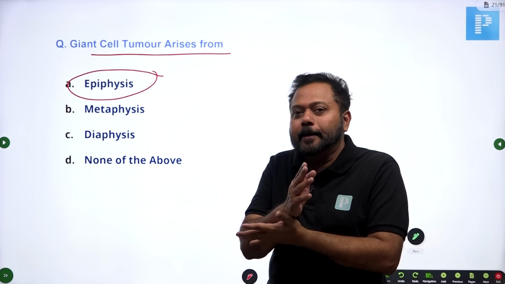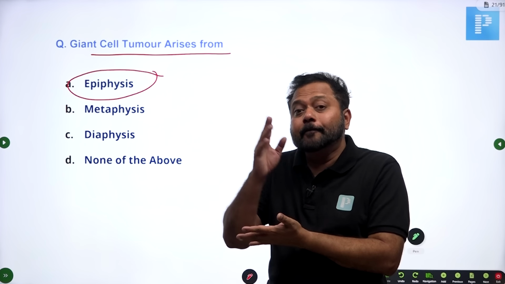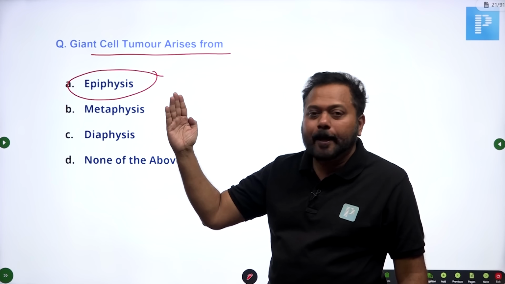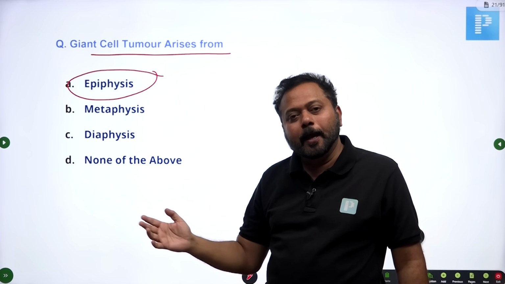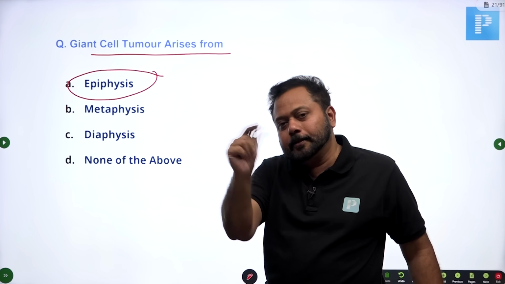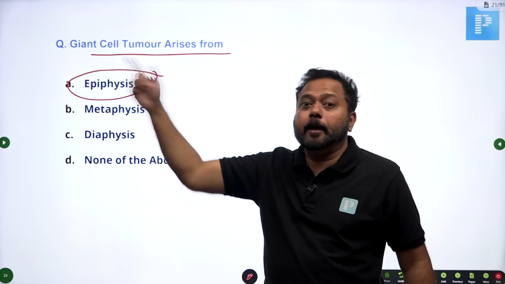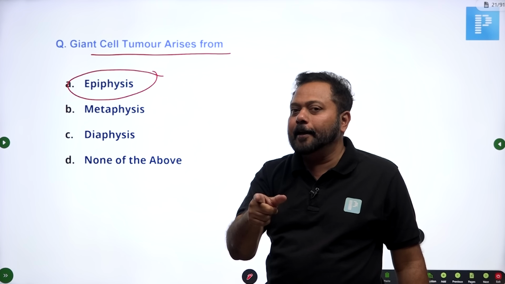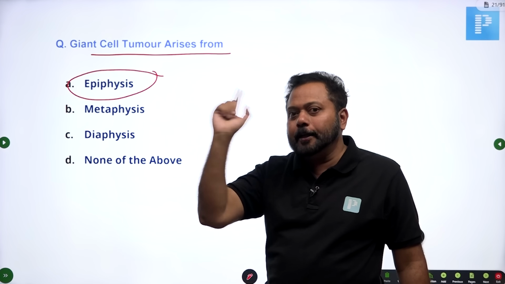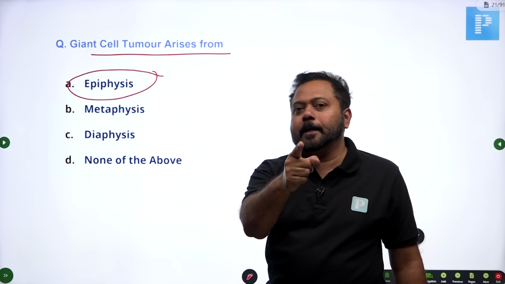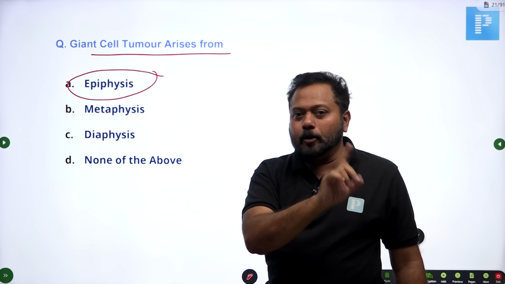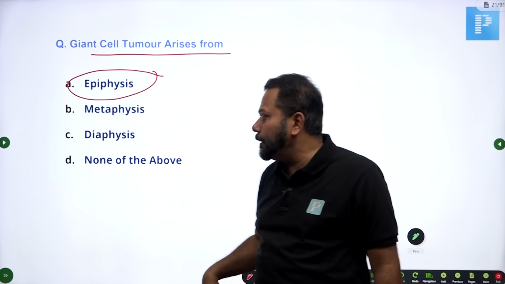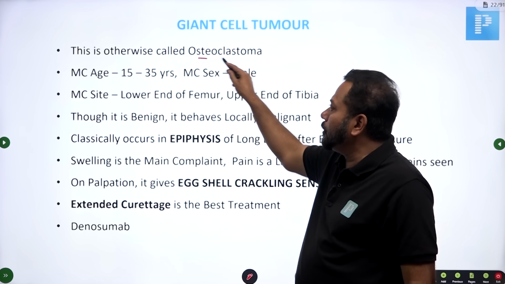Giant cell tumor occurs in the age group 15 to 35 years. So if they give an X-ray where the epiphysis is completely fused, or give an age of 30 years, it should be giant cell tumor. One should be very confident. If they give a 4-year-old or 5-year-old child, it should be chondroblastoma. A 30-year-old male or 25-year-old male, it should be giant cell tumor. Chondroblastoma is a harmless, benign tumor. Giant cell tumor is a malignant tumor. That's the difference.